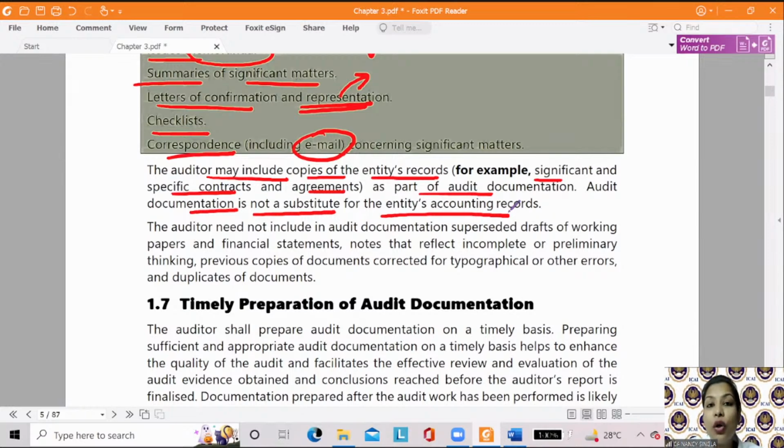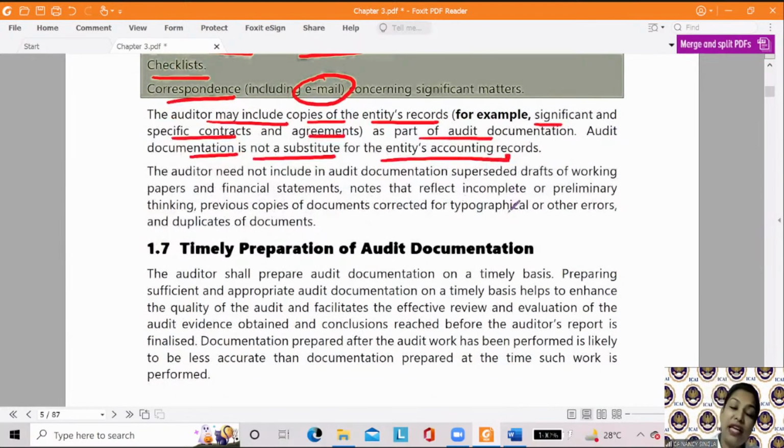Simple है. However, audit documentation is not a substitute for entities accounting record. Entities accounting record, entity के financial statement, if these are to be produced, तो वहां तो financial statements ही जाएंगे ना, audit documentation थोड़ी ना present कर दोगे, है ना? And further we will see अभी in the next after next 2 or 3 topics, you will see that audit documentation is the property of the auditor, है ना? So it is not a substitute for the entities accounting records.